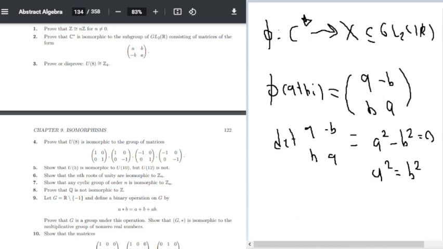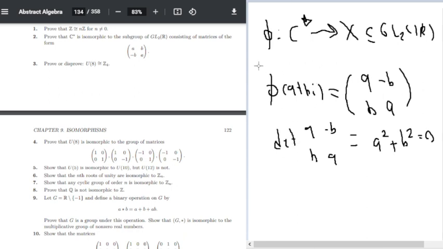Wait, let me double check. This seems like it could be wrong. Oh wait, no, I'm being dumb. Yes, it's a squared plus b squared. And obviously this is only 0 if a and b are both equal to 0, because a and b are both real numbers. So this is a well-defined map.